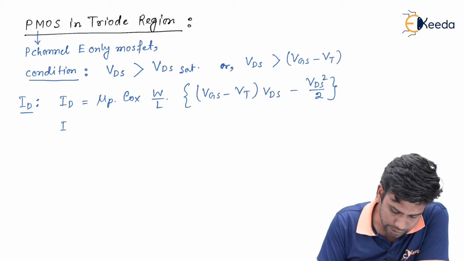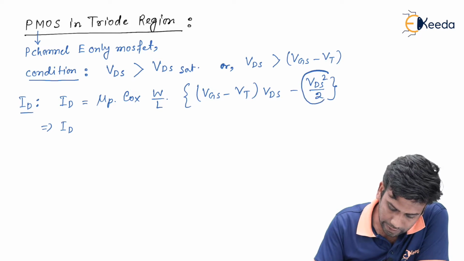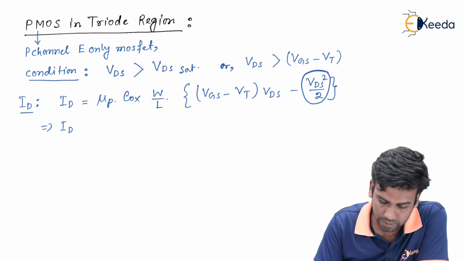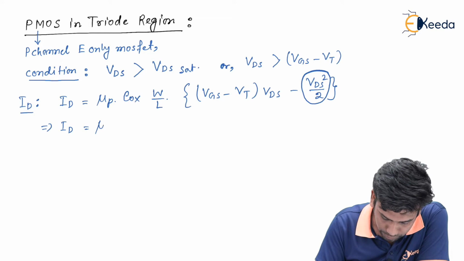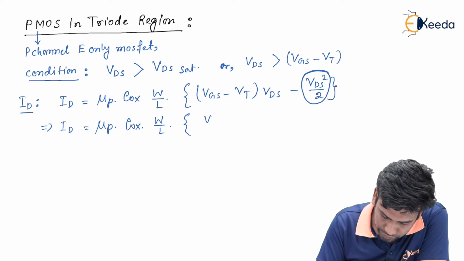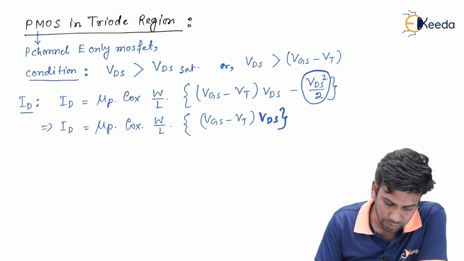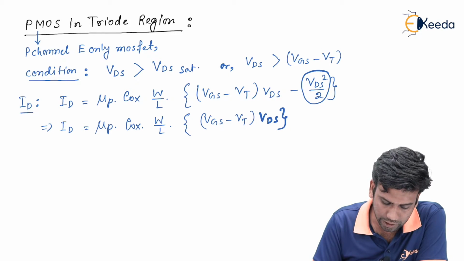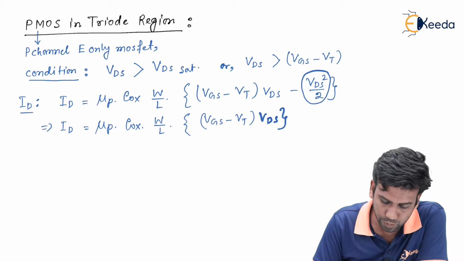Now this equation can also be written by neglecting the VDS square term. So if we neglect this VDS square value, then it can be written as mu P into COX W by L into (VGS minus VT) into VDS. So this is the final equation of ID by neglecting the VDS square divided by 2.